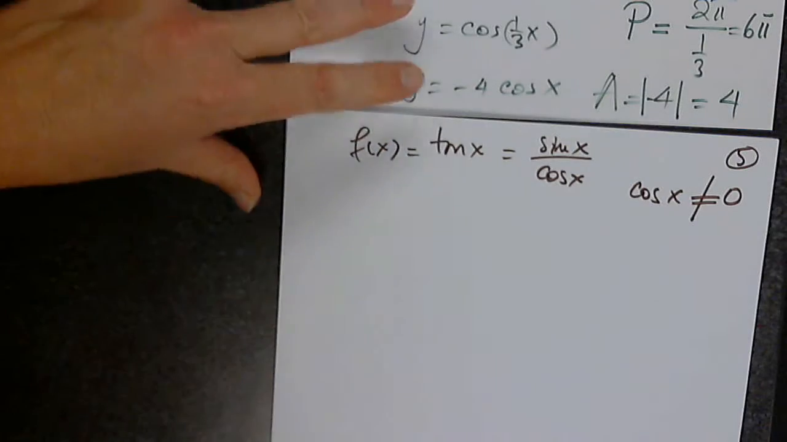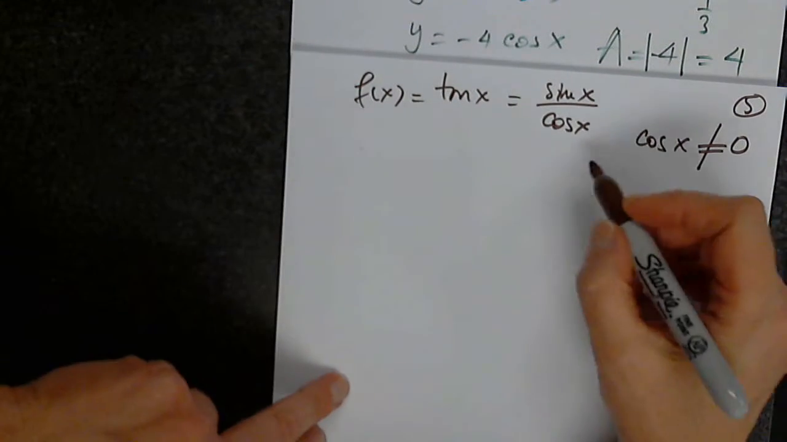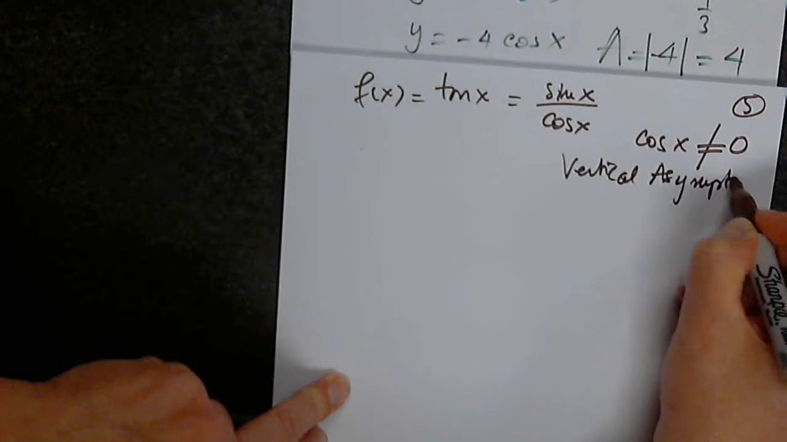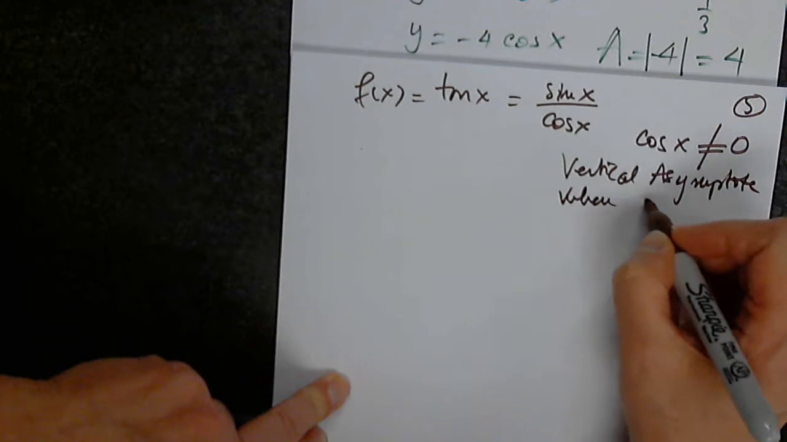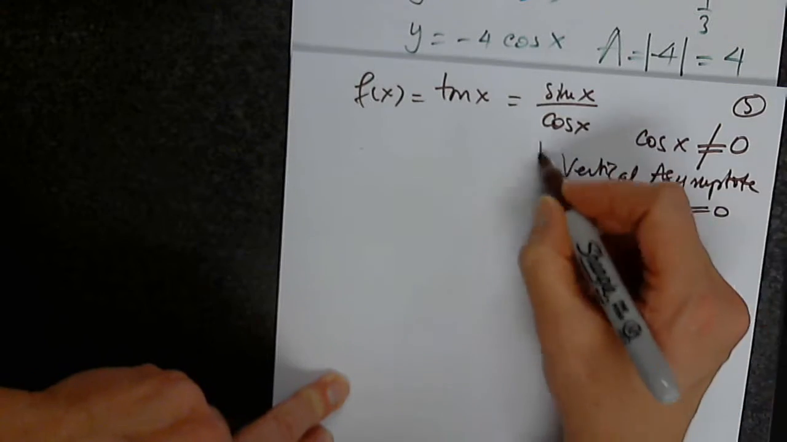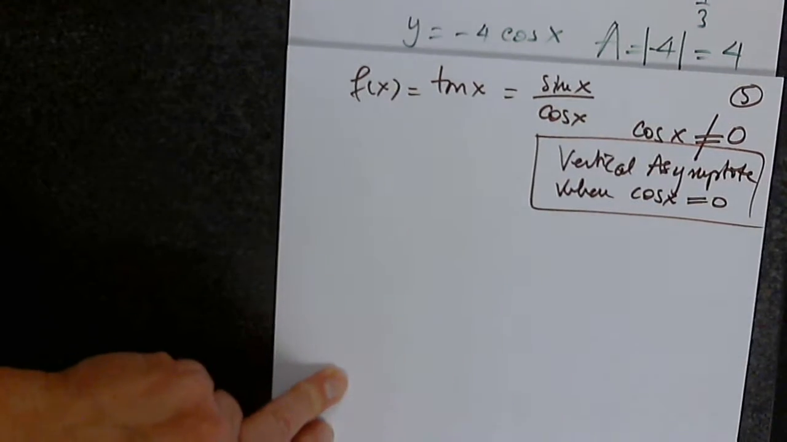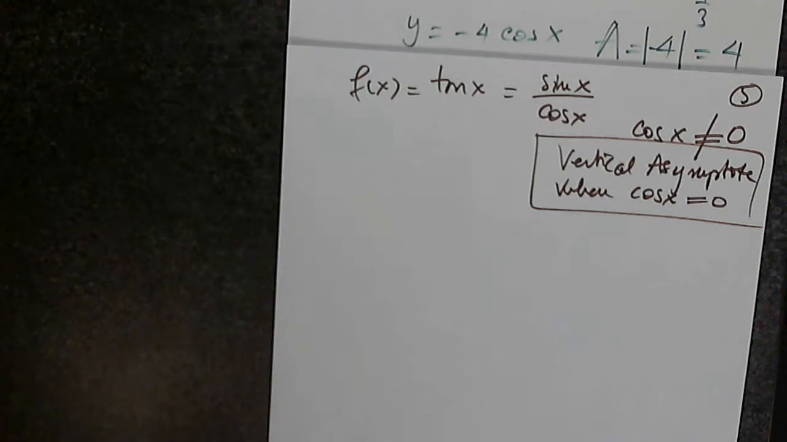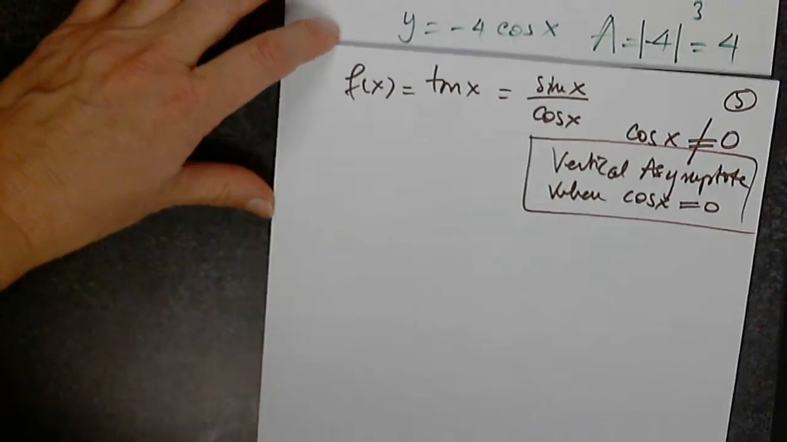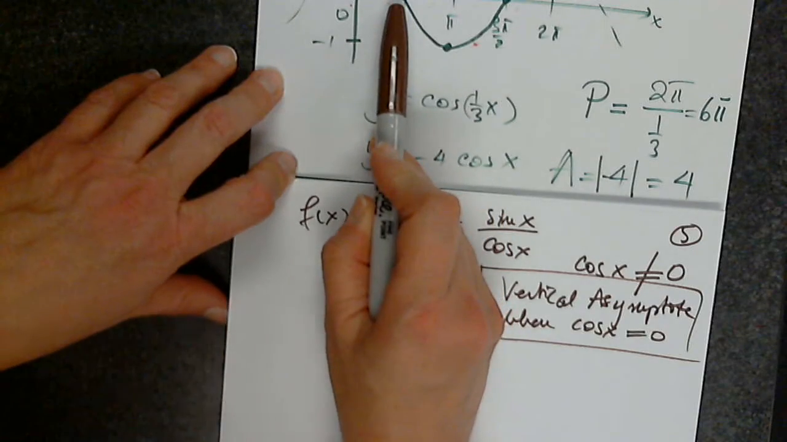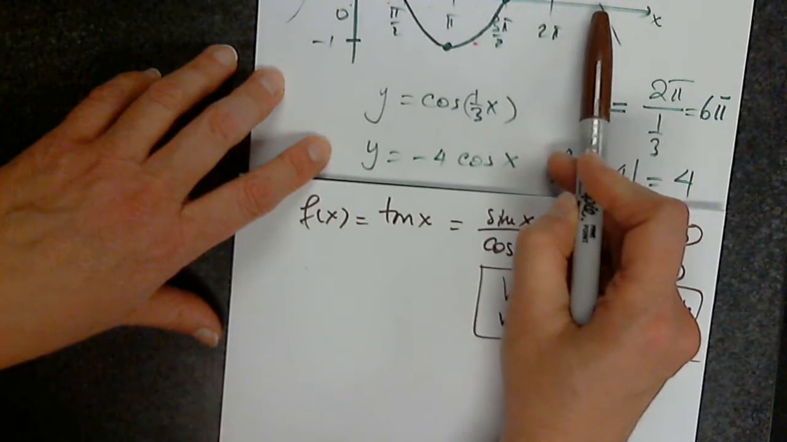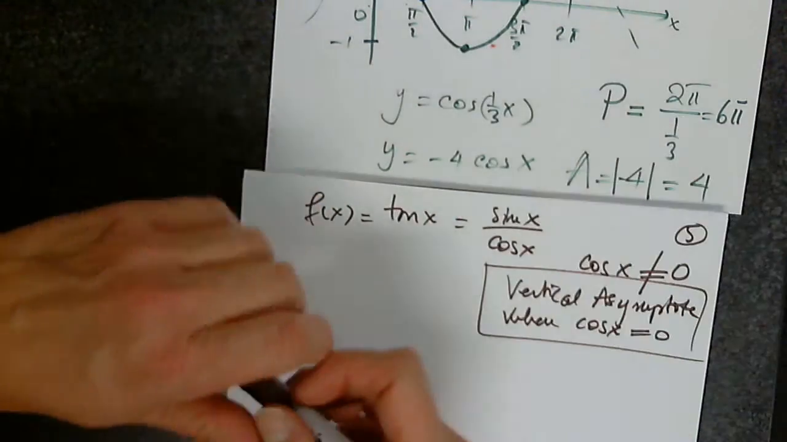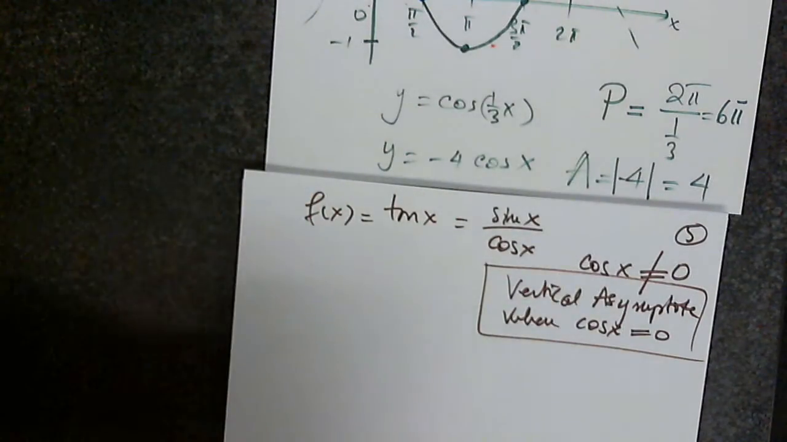So this is a function with problems. So vertical asymptote when cosine x is 0. This function has infinitely many vertical asymptotes. Anytime cosine is 0 for a particular value, like here, like here, like here, and so on and so forth, all these will turn into vertical asymptotes for the tangent.